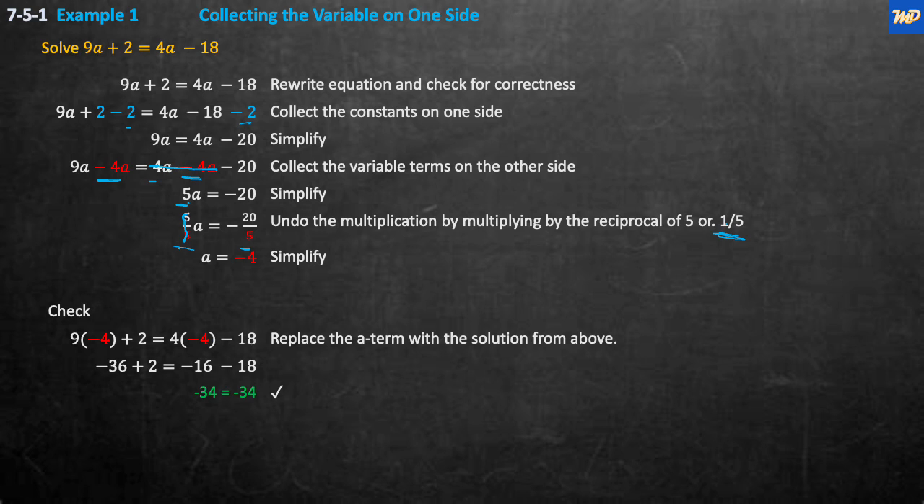So let's check it, see if it worked. We'll put a minus 4 everywhere the a showed up in the original equation. So it was 9 times minus 4 plus 2 is equal to 4 times minus 4 minus 18. Well, 9 times minus 4 is minus 36, plus 2 is minus 34. And on the other side, we have 4 times minus 4 is minus 16, minus 18, and minus 16 and minus 18 is minus 34. So as it shows here, it checks.